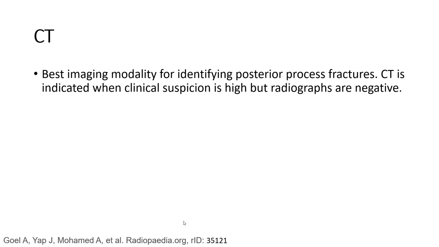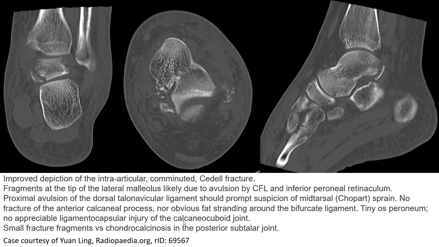CT is the best imaging modality for identifying posterior process fracture. CT is indicated when clinical suspicion is high but radiographs are negative. So in the CT, we can see improved inspection of the intra-articular comminuted fracture.